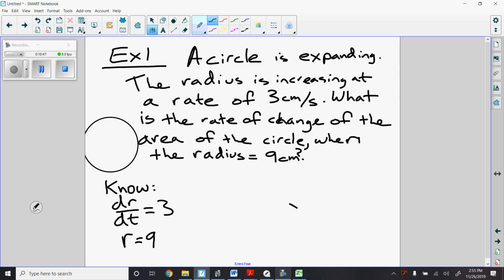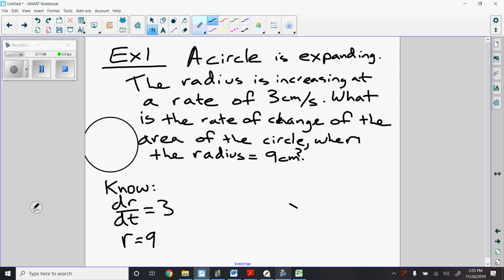There are other things that I could know, though. I could know the area at that instant. I could know the perimeter at that instant. I'm not going to write them down, but in case I need them, maybe later on I can find them if necessary. So I've got my complete know list, at least for now.